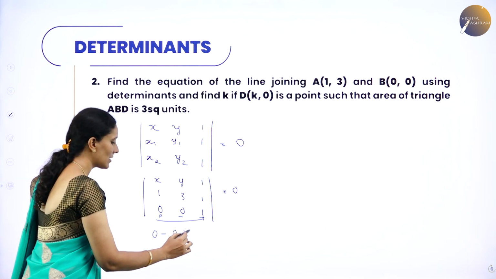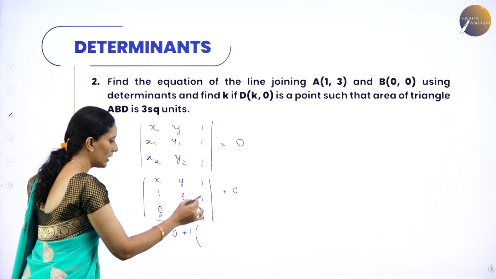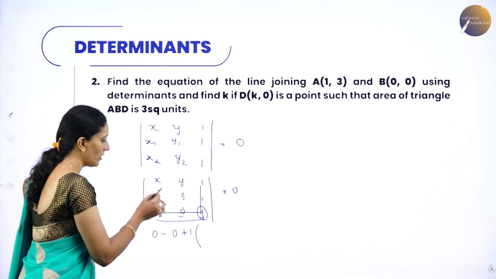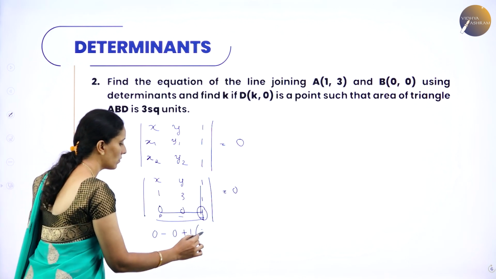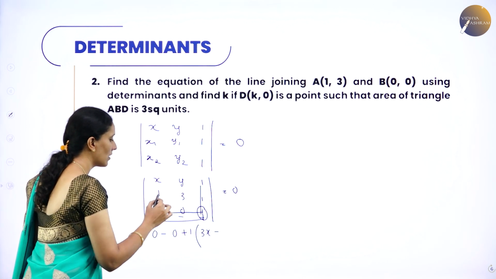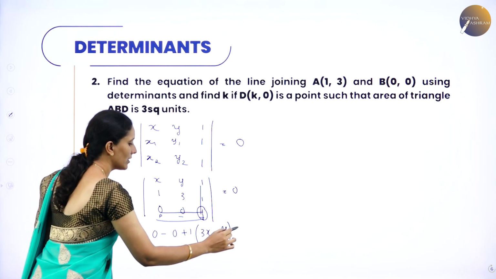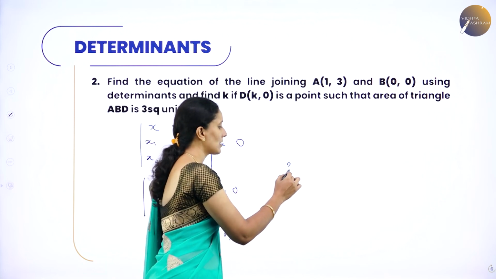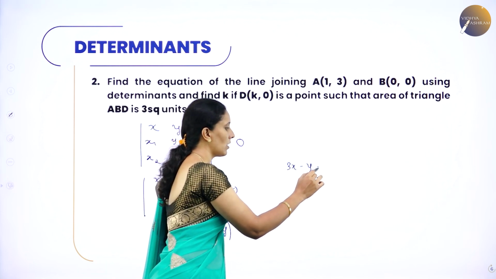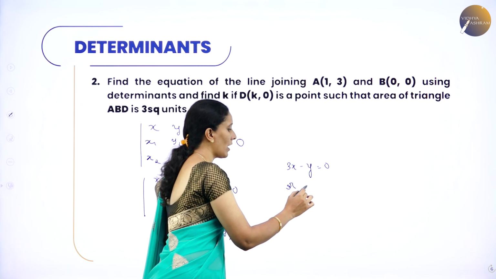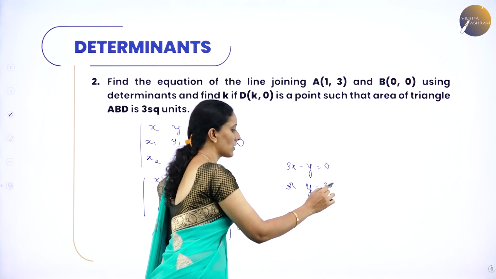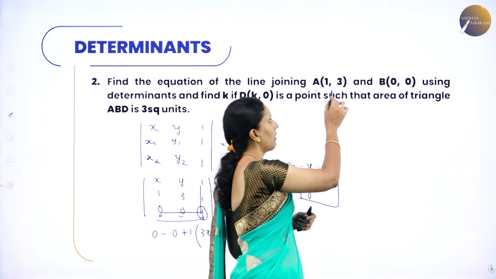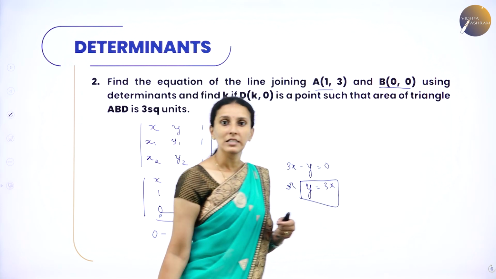The last one is plus 1. So 1 into, deleting the row and column containing 1, we get 3 into x, which is 3x, minus y into 1, which is y, equal to 0. Thus we get the equation 3x minus y is equal to 0, or we can write y equal to 3x. So this is the equation of the straight line joining the points 1, 3 and 0, 0.